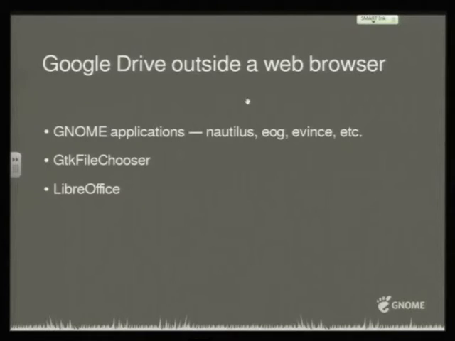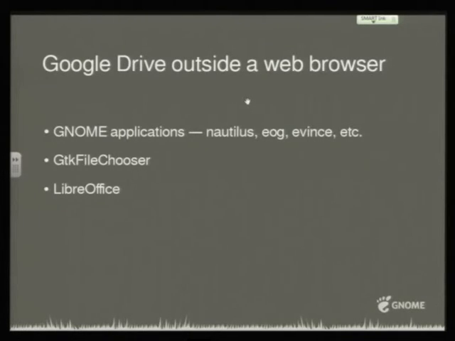So the idea is to expose Google Drive somehow outside a web browser, inside your usual desktop native kind of applications. So I'm talking about things like Nautilus, an image viewer, maybe a PDF reader and things like that. Also inside the toolkit's file chooser widget, so GTK file chooser, which means that if you're writing any application with GTK, it should also be able to open stuff inside Google Drive, open, save, create new, and so on. And also some big applications, for example, LibreOffice.